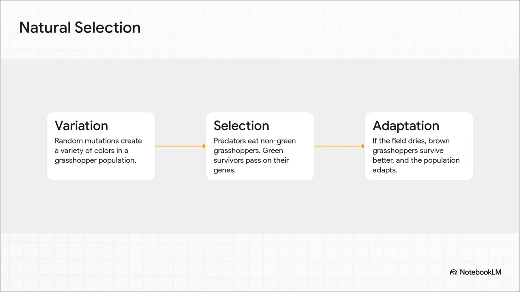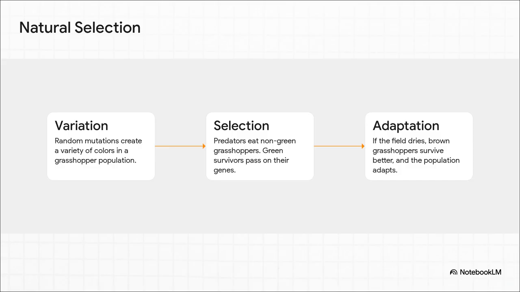Let's make this real with a classic example. Imagine a population of grasshoppers. Thanks to mutation, you've got some green ones, some yellow, some brown. Now, if they're living in a lush, green field, what happens? Birds can easily spot and eat the yellow and brown ones. The green ones? They're camouflaged. They survive, they reproduce, and they pass on their green genes.